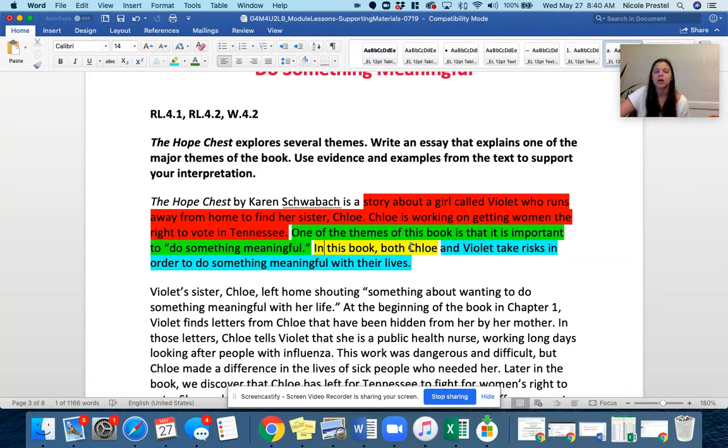So in this book, both Chloe, there's my point 1, and Violet, there's my point 2, take a risk in order to do something meaningful. You could choose any characters. You could say in this book, Mr. Martin and Myrtle take risks. You could say in this book, Violet and Myrtle. Any 2 characters that you feel that you could write about.